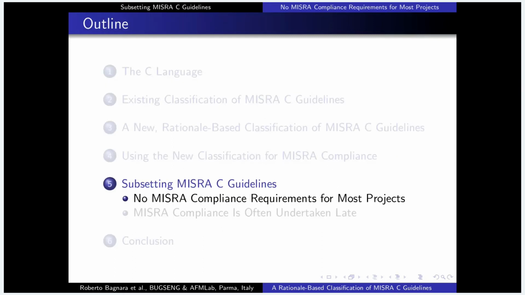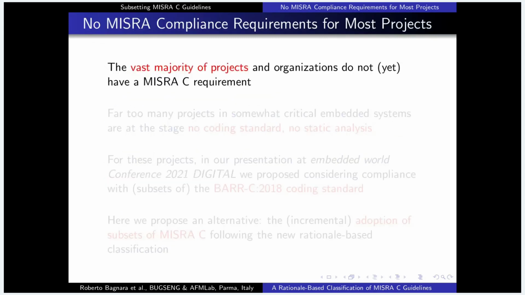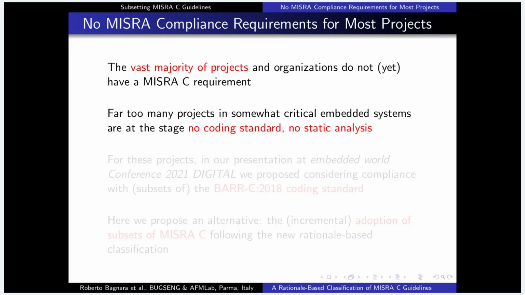And still, why did we work on this classification? Because the vast majority of projects and organizations do not have a MISRA C requirement. Some of them do not yet have a MISRA C requirement. As you know, the criticality of the devices and of the functionalities that are assigned to software in the devices is continuously increasing. So not having a MISRA requirement today doesn't mean not having it tomorrow. And in addition, there are too many projects out there that are still at the situation: no coding standard, no static analysis, they do nothing. So this is a problem.